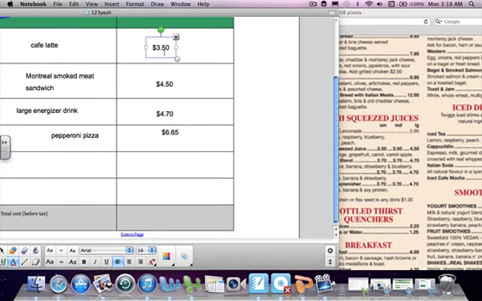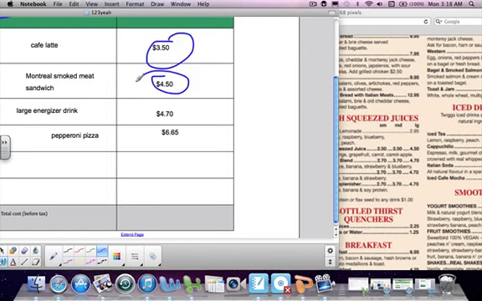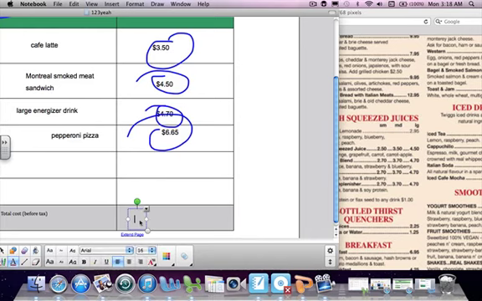So I'm going to put in my calculator $3.50. That's going to be added to $4.50. So $3.50 plus $4.50. And then I'm going to add that to $4.70. And finally, I'm going to add $6.65 to that. And I end up getting a total of $19.26. So that's the cost that I put in at the bottom where it says total cost before tax.